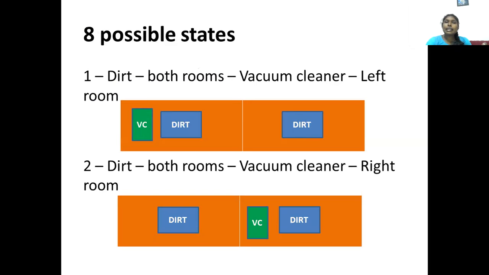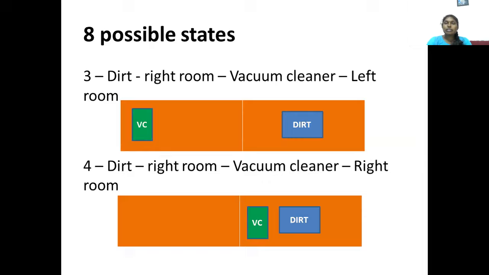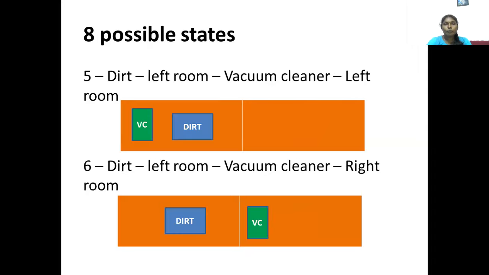So there are 8 possible states. First state is both the rooms are dirty and the vacuum cleaner is in the left side room. Second state, the vacuum cleaner is in the right side room with both the rooms dirty. Third state is the left side room is clean and the vacuum cleaner is in the left side room. Fourth state is the left side room is clean and the vacuum cleaner is in the right side room. We have to check for all possible states. So these are the possible states for the vacuum cleaner problem.